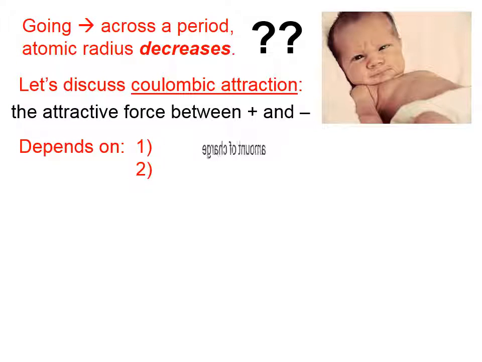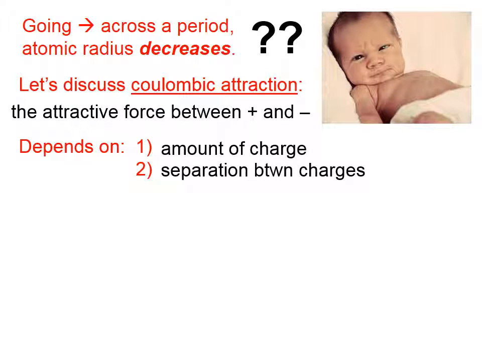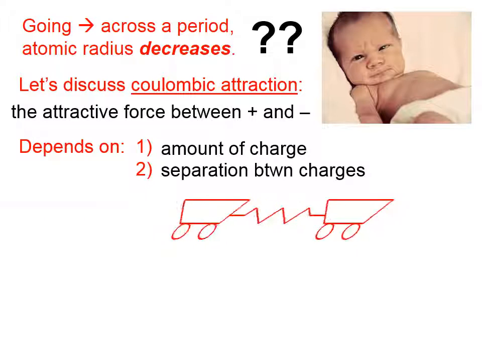Coulombic attraction depends on the amount of charge that we have and how far apart those charges are. The more charge we have, the stronger the coulombic attraction. The farther apart charges are, the weaker that interaction. If you've ever played with magnets, you'll understand this. Magnets can be strong or weak. The stronger 2 magnets are, the stronger they're going to interact with each other. The further apart those magnets are, the weaker their interaction. It's the same idea with coulombic attraction.